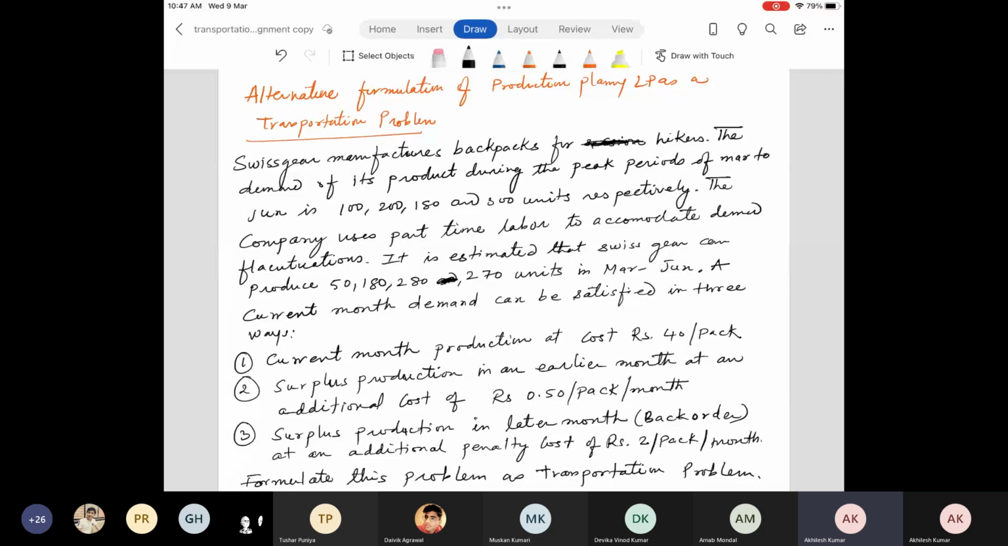Many of the industrial engineering students will study this in production planning and inventory control. Surplus production in the later month. That means I could not fulfill the demand of 50 for March. I only produced 40. So 10 was the number of units left for the demand of March. I will produce this 10 in the month of April, and then I will send it to the customer. But the customer will penalize me because I have satisfied the demand late, per pack per month.